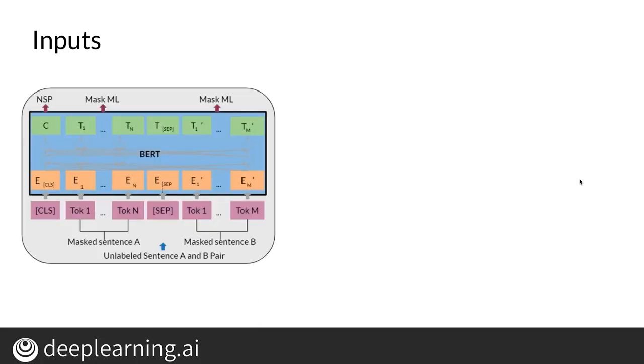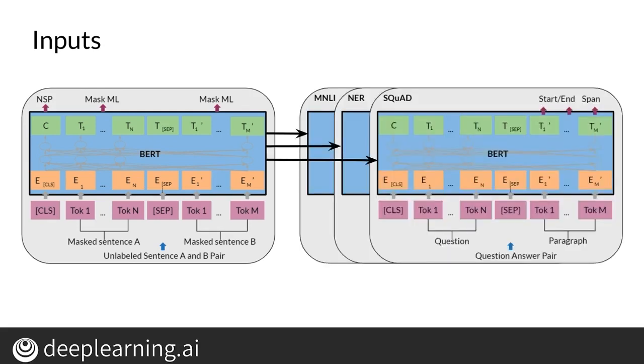So visually, what does this look like? Remember this image from the BERT paper. This is what ends up happening. Over here, you have the question. Over here, you'll have the paragraph, and this will give you your answer, the start and the end of the answer. Then for NER, again, you'll have the sentence and the corresponding named entities. For MNLI, you'll have the hypothesis and then the premise, and so forth.